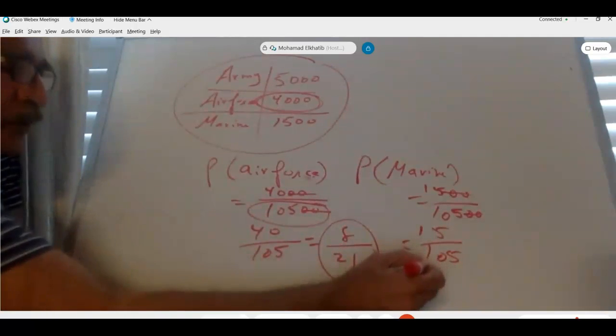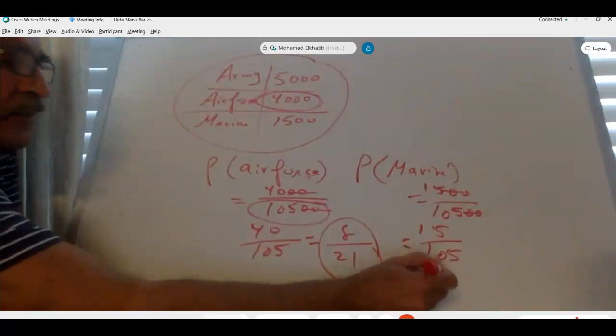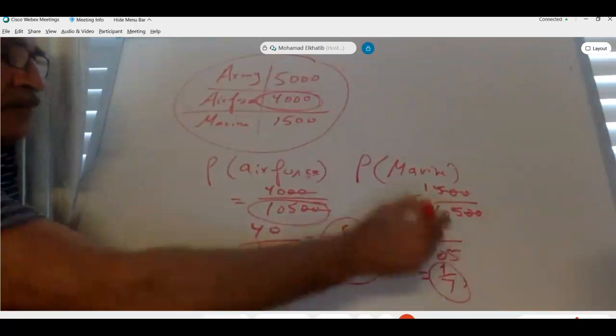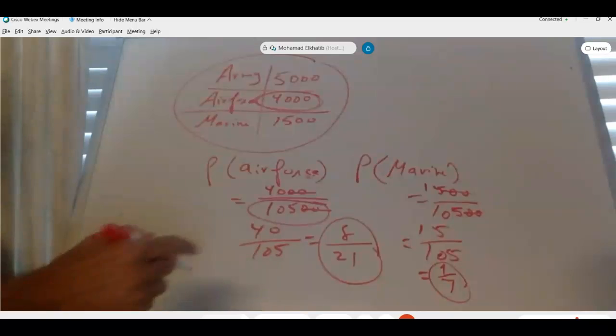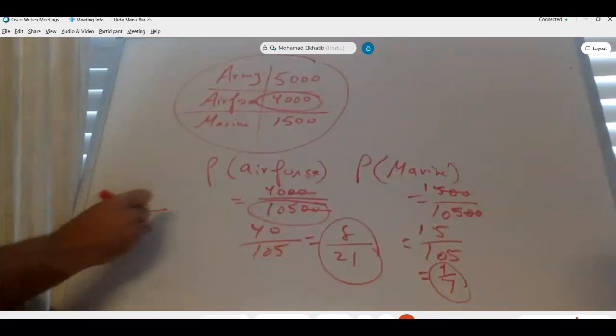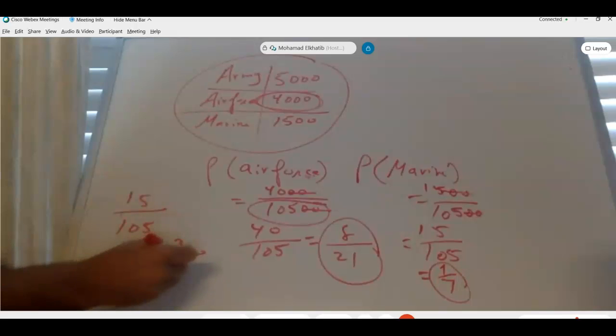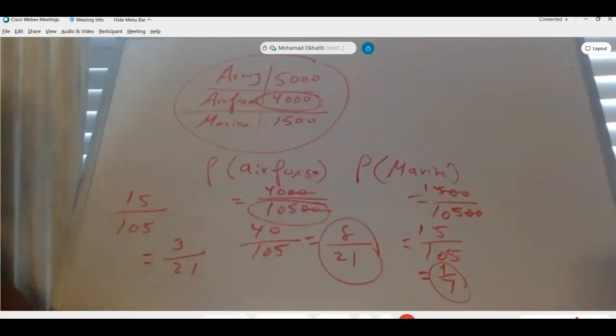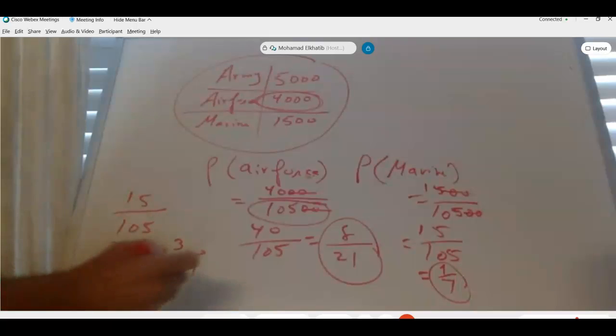All right. Very good. So you're going to get 1 over 7, right? Those of you who cannot get 1 over 7, look at what you do here. Pay attention, class. Say I divide it by 5, I get 3 over 21. But 3 and 21, I can divide both of them by 3.